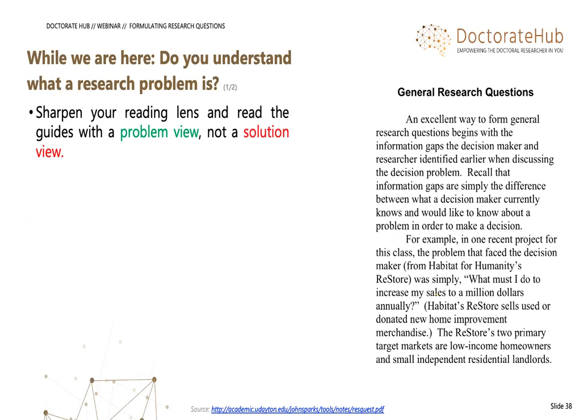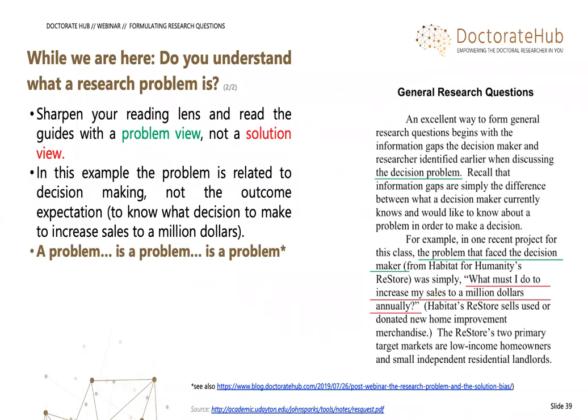The ReStore's two primary target markets are low-income homeowners and small independent residential landlords. Now, the point here is that most students with whom we work read this type of guidance not with a problem view, but with a solution view. And doing so gets out a very different message. If I read that example with a solution view, what my eye will catch is the question: what must I do to increase my sales to $1 million annually? And once that big blue elephant is in the room, it's hard to get it out again.